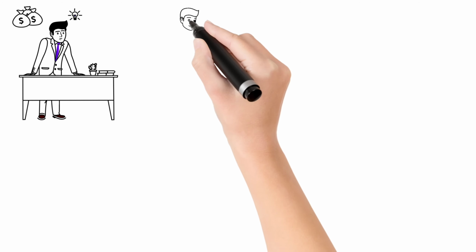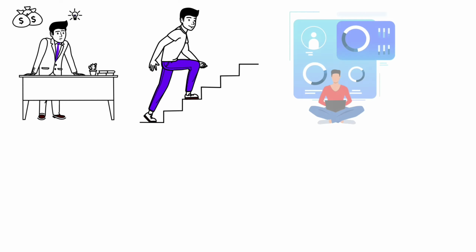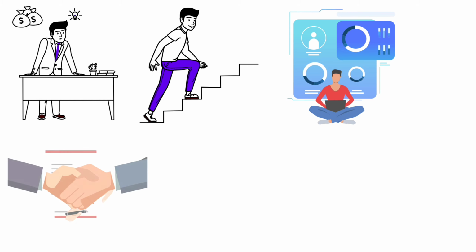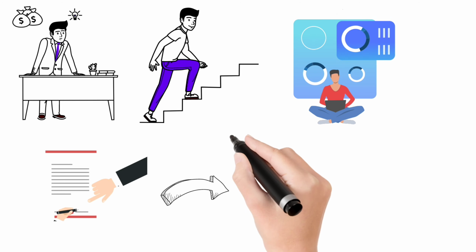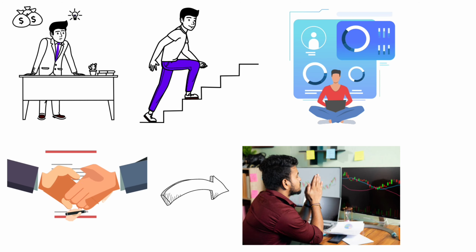Now, the first step in fundamental analysis is to evaluate the financial health of a company. This can be done by analyzing financial statements such as the income statement, balance sheet, and cash flow statement. These statements provide valuable information about a company's revenue, expenses, assets, and liabilities.